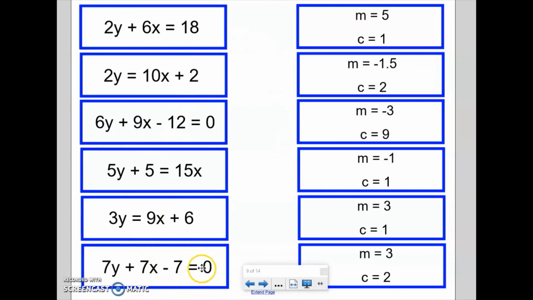However, one of the equations does not match up. So I would like you to highlight that equation as the odd one out. Okay, could you pause the video and have a go at this task now?